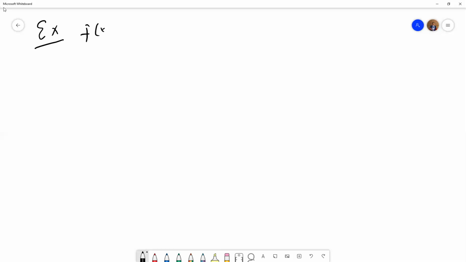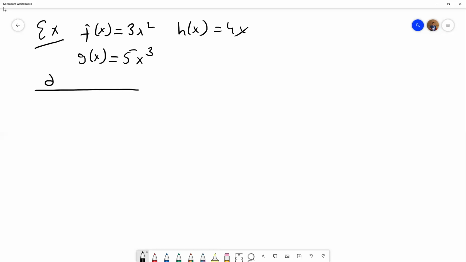We have f(x) equal to 3x squared, h(x) equal to 4x, and g(x) equal to 5x cubed. The question is: find the derivative of f(x) plus g(x) minus h(x), that is, delta of f(x) plus g(x) minus h(x) over delta x. This is the question.